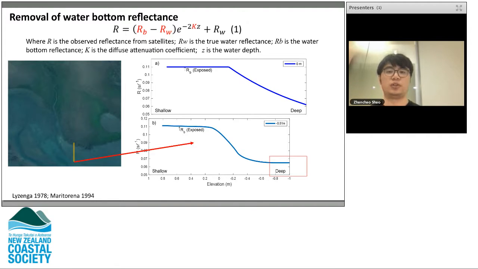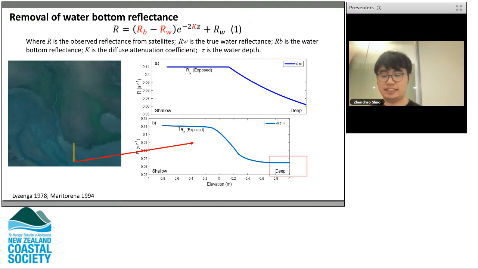Here, figure A shows the shape or the nature of this curve. What we can see here is that once the seabed is exposed, the RB does not change anymore, and in the inundated regions, the reflectance goes down with the increase of the water depth or the elevations. Here we just assume the RB is about 0.11, RW is about 0.023, and K is about 0.4.